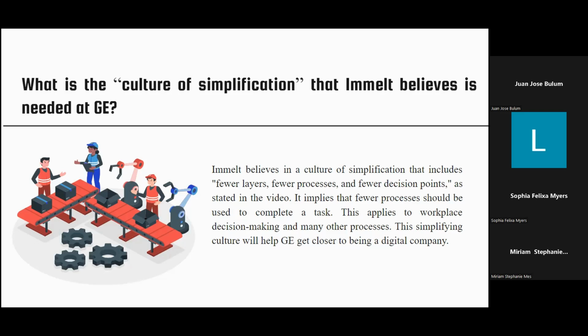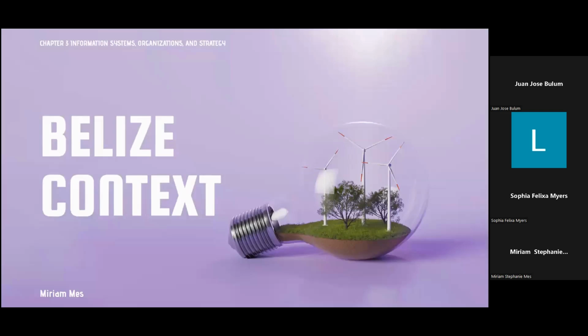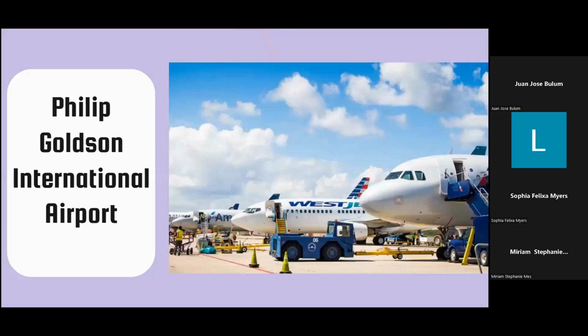So in other words, Immelt wants to democratize the information inside the company to have data access faster, reduce processes and decision points, and flatten the hierarchy structure so decision making is faster. So we move on now to the police context.